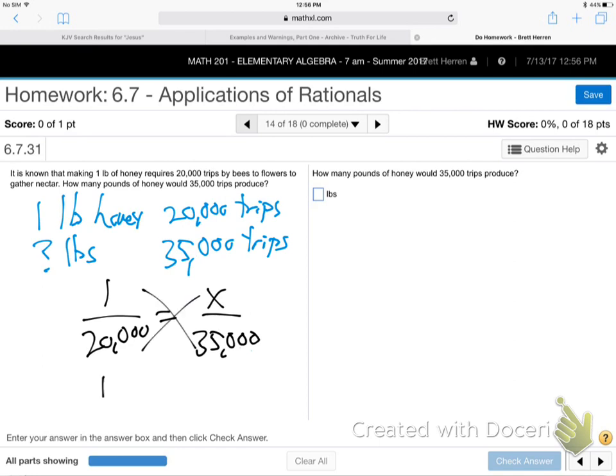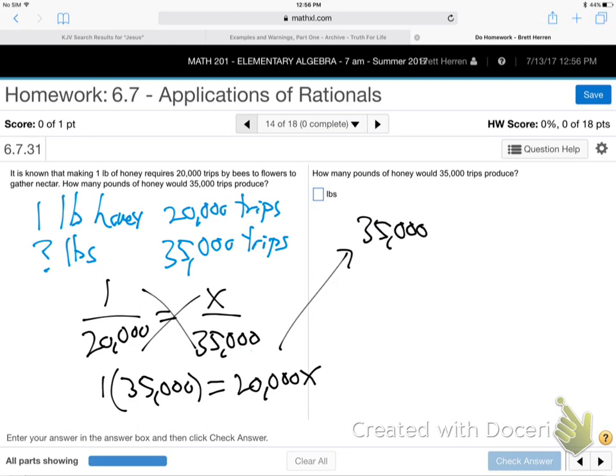Diagonal. 1 times 35,000 is 20,000x. That means 35,000 is 20,000x. How do you solve for x? Divide by 20,000. Boom, x is, what is that?